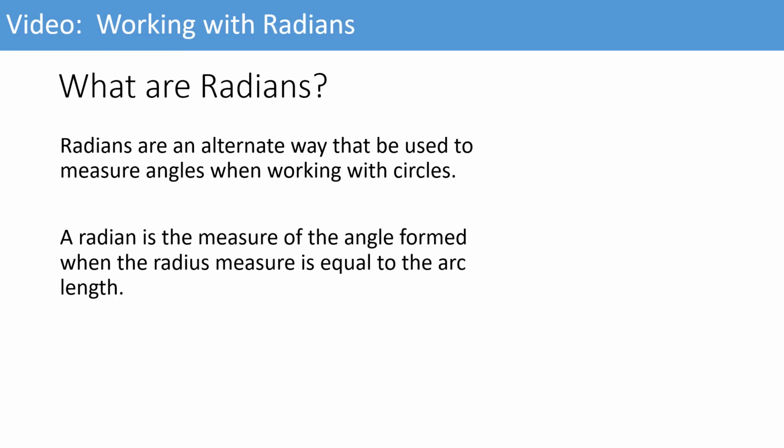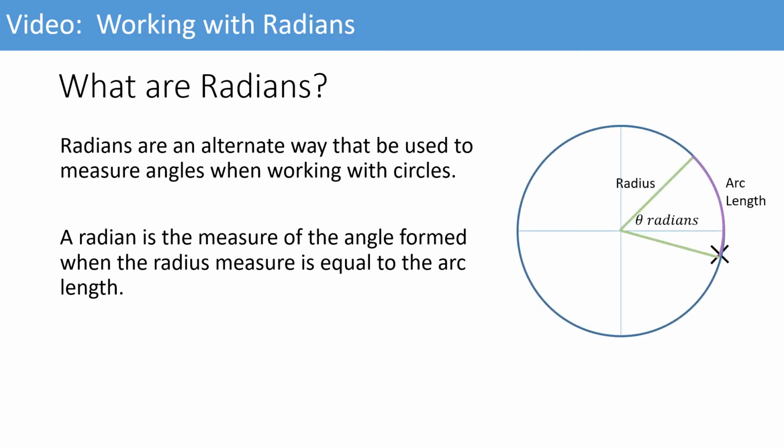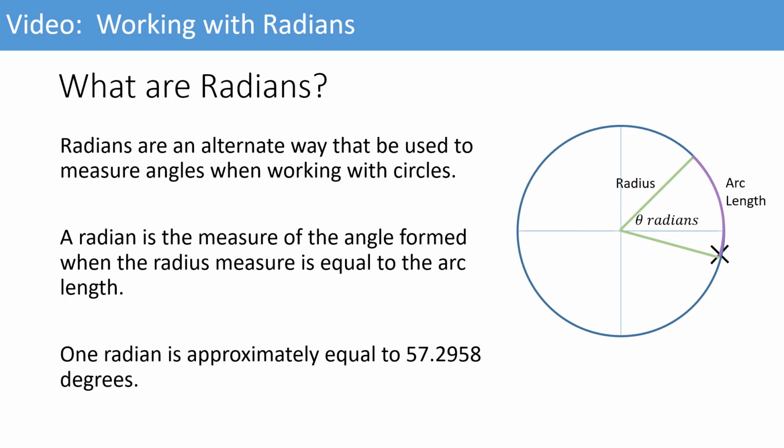A radian then is the measure of an angle formed where the radius measure, which is the length from the center of the circle to the outside of the circle, is equal to the arc length. This was discussed in the last video. We can do a conversion factor and find that 1 radian is approximately equal to 57.2958 degrees.